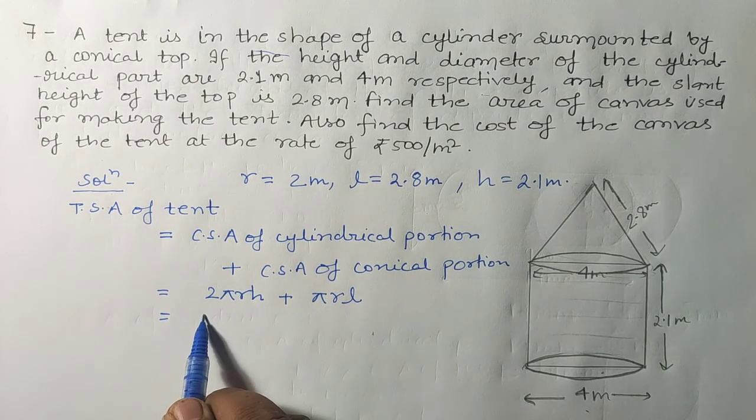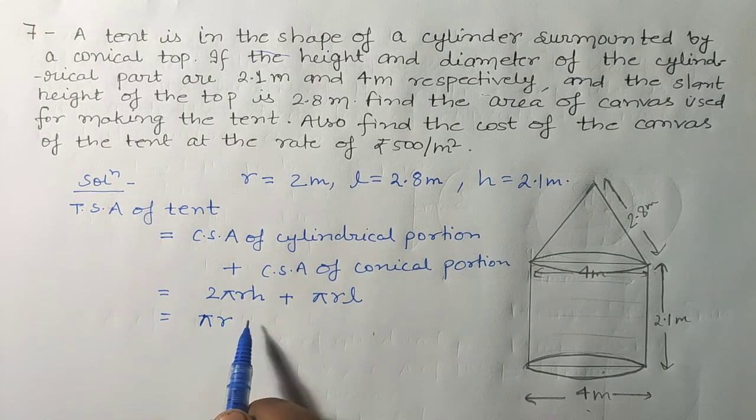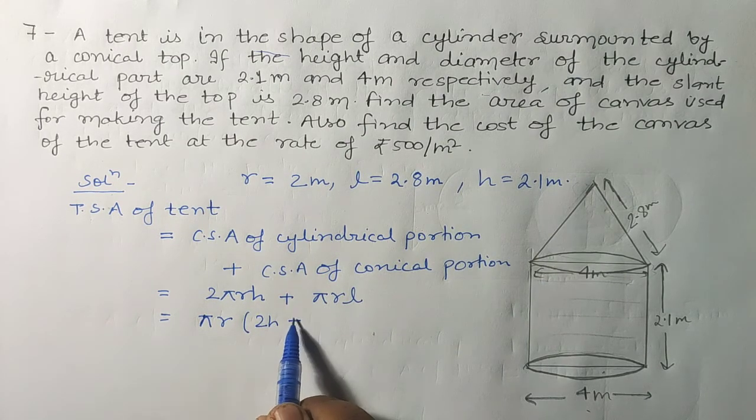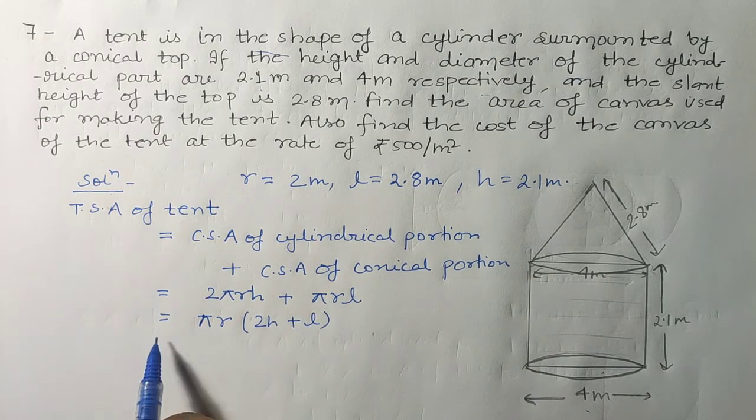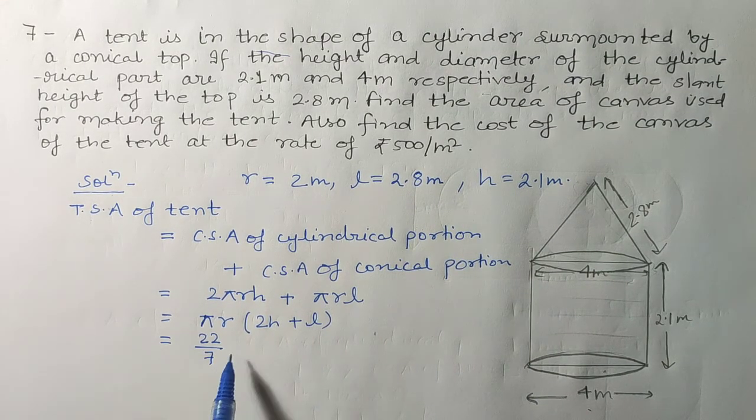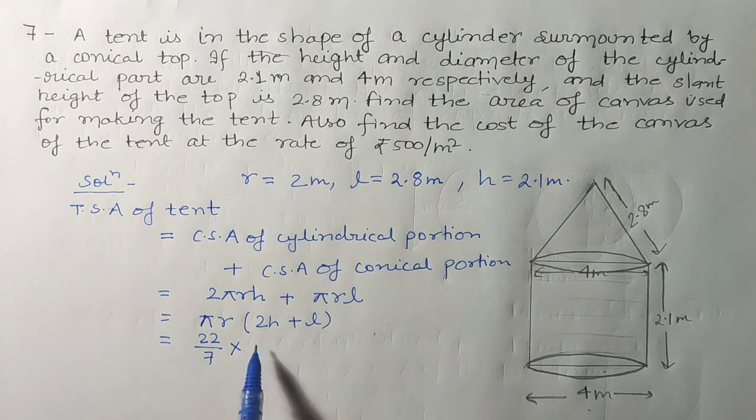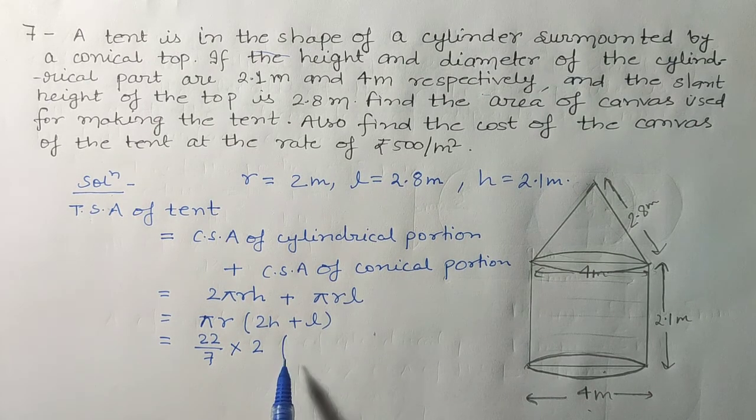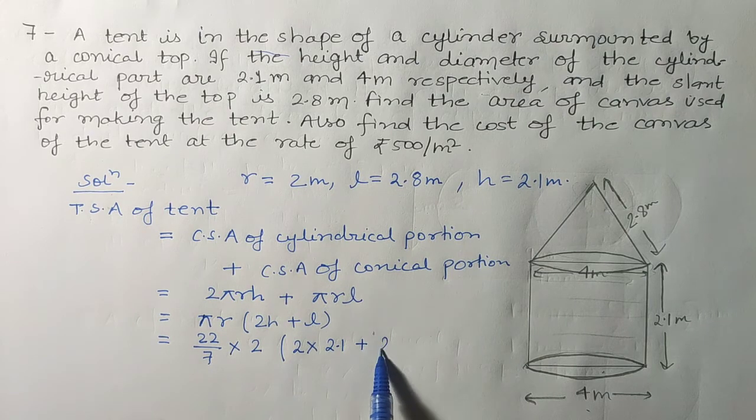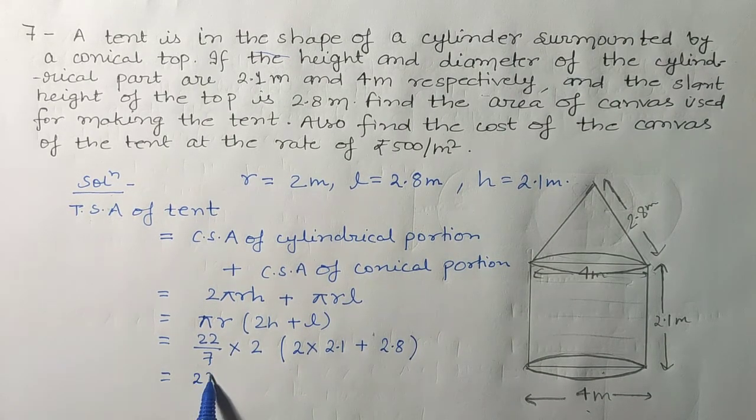Firstly, we'll take common pi r. So what will be left from here? 2h plus L. Okay, what is pi, students? Pi is 22 by 7. What is r? r is 2 meter, and in brackets 2 into h, h is 2.1, plus L, L is 2.8. Okay, so just simplify it.